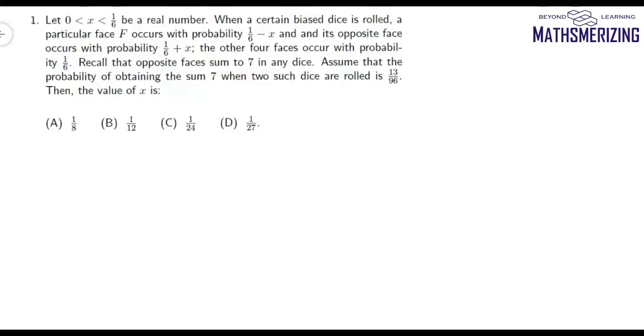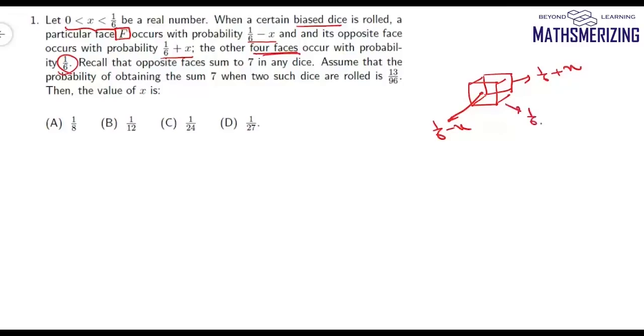And the first question is, let x be a number that lies between 0 and 1 by 6. When a certain biased die is rolled, a particular face F occurs with probability 1 by 6 minus x, and its opposite face occurs with the probability 1 by 6 plus x. So we have this die where these two opposite faces, one has the probability 1 by 6 minus x, and the other has 1 by 6 plus x, and for the remaining four faces the probability is simply 1 by 6.